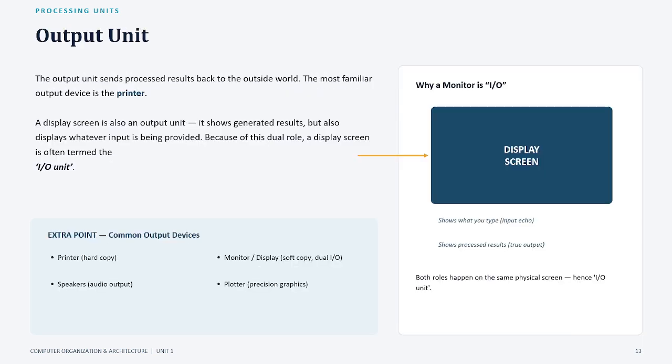The final one is the output unit. The output unit sends processed results back to the outside world. The most familiar output device is the printer. A display screen is also an output unit. It generates results but also displays whatever input is being provided. So this is often termed as the I/O unit. For example, the common output devices are printer, monitor, speakers, and plotters.